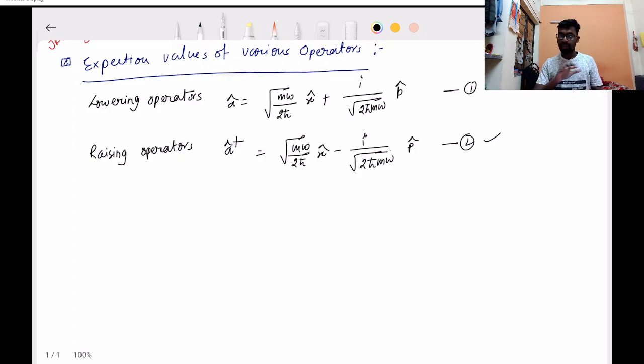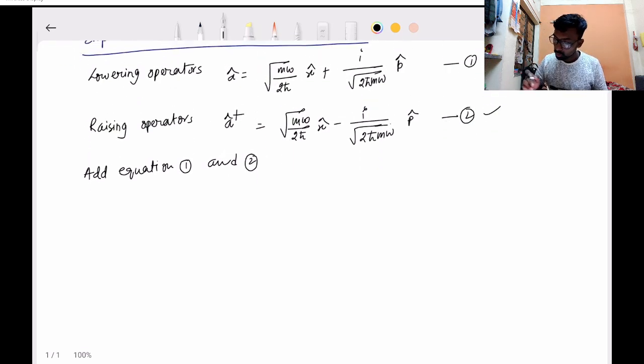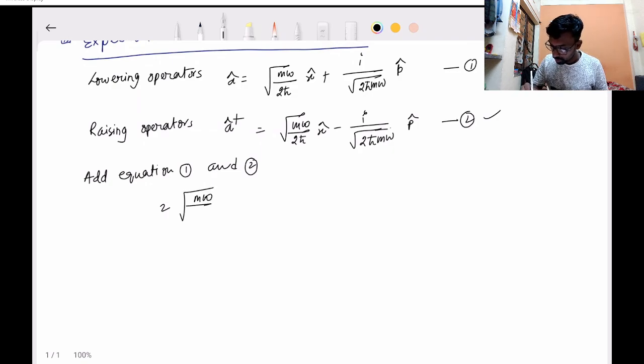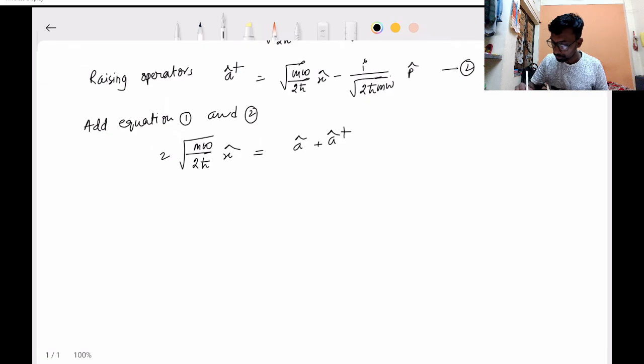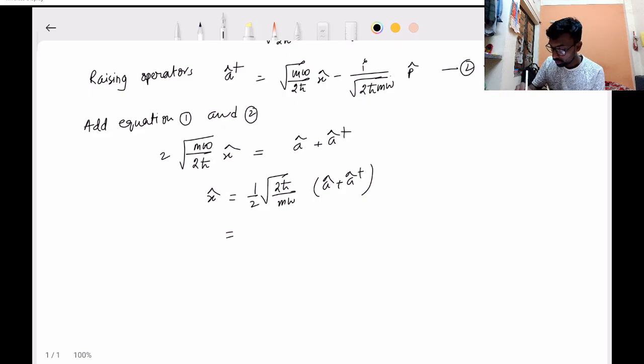First we add these two equations, equations 1 and 2. What I get is 2 root under m omega upon 2 h cut, x cap, equals a cap plus a cap dagger. So x cap equals root under 2 h cut upon m omega, into half, into a cap plus a cap dagger, which equals root under h cut upon 2 m omega, a cap plus a cap dagger. This is equation number 3.